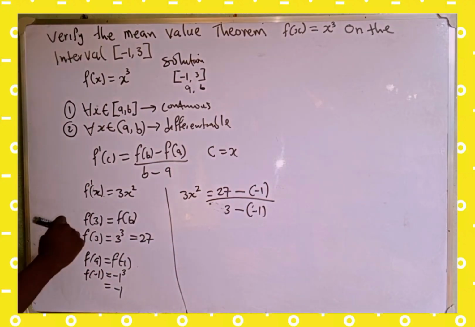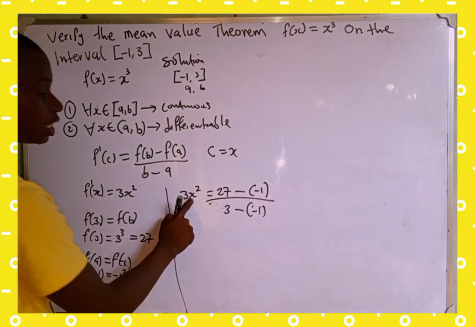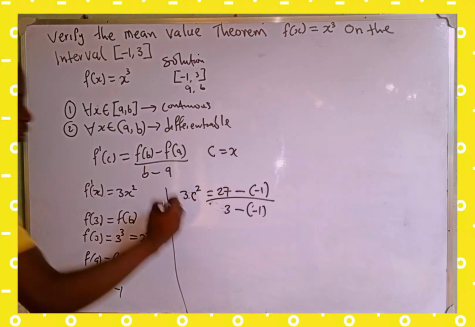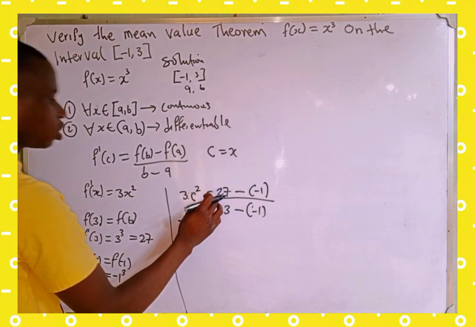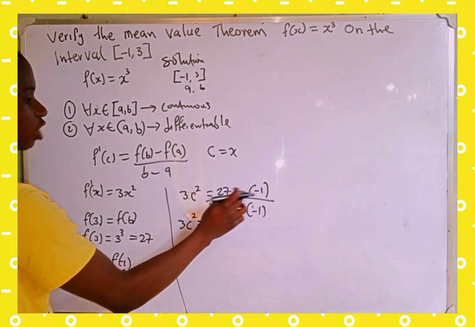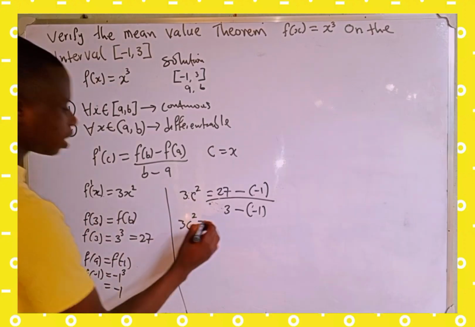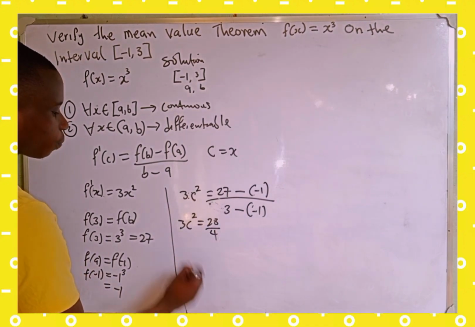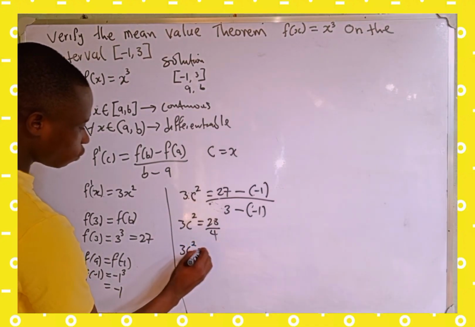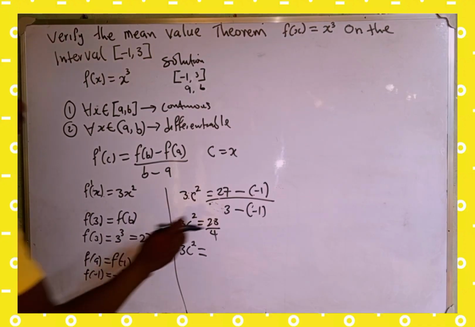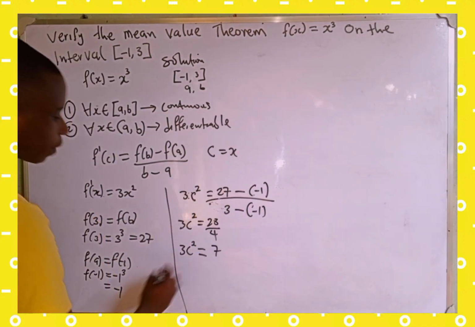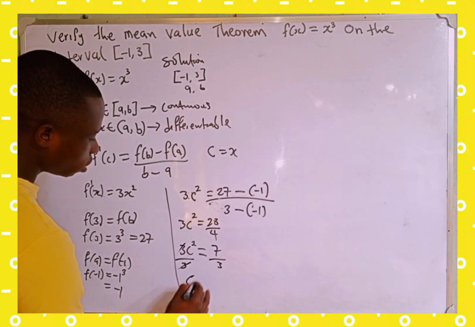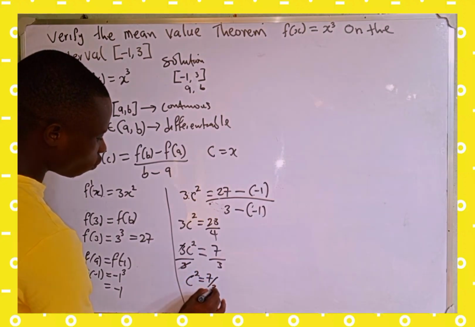Now let us simplify and get the value of c. Recall that c is the same as x, so this can also be written as c. Now 3c squared equals 27 minus negative 1, and minus negative is plus, so 27 plus 1 gives us 28, divided by 3 minus negative 1, which gives us 4. So 3c squared equals 28 divided by 4, which gives us 7. Now we divide through by 3, because 3 is the coefficient of c squared. This cancels, so c squared is equal to 7 over 3.